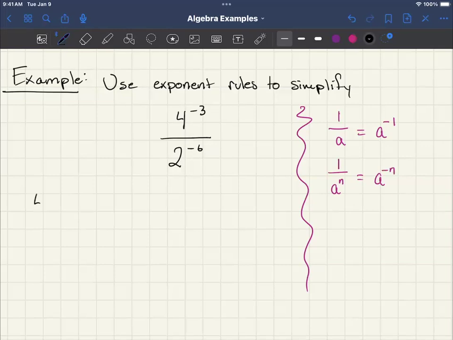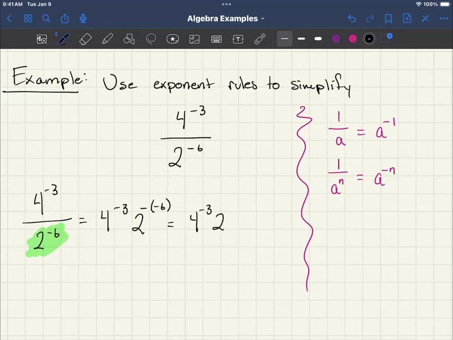We'll start off with 4 to the negative third over 2 to the negative 6. And we see in the denominator here, 2 to the negative 6, let's pop that up into the numerator. So our base is going to stay the same, that 2, and we are going to throw a negative sign in front of the number in the exponent. Now we can write 4 to the negative 3 times 2 to the positive 6, because remember, negative times a negative gives us a positive. So this looks a lot better.